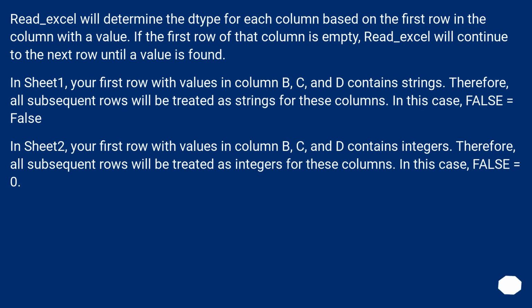In sheet 2, your first row with values in column B, C, and D contains integers. Therefore, all subsequent rows will be treated as integers for these columns. In this case, False equals 0.